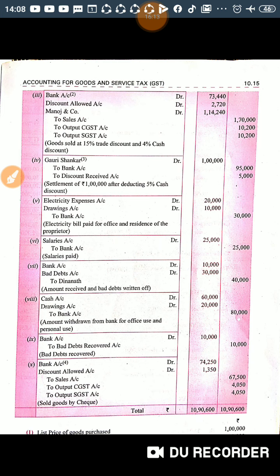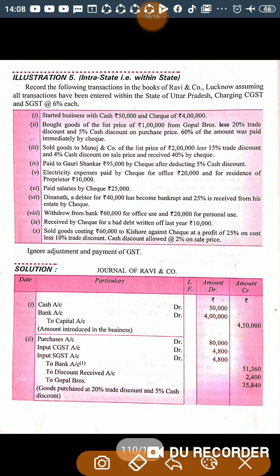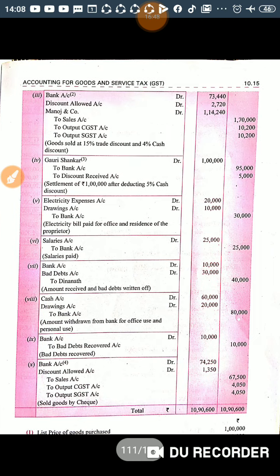Now the next transaction, I'm taking the fifth one: paid electricity expenses by check, for office 20,000, and for residence of proprietor 10,000. If you analyze this transaction, you get to know the accounts involved. Electricity expenses is involved, and because the business is also making payment of the electricity bill of the residence of the proprietor, that is, if you are making payment of the owner's personal expenses, they are treated as drawings. So three accounts are involved.